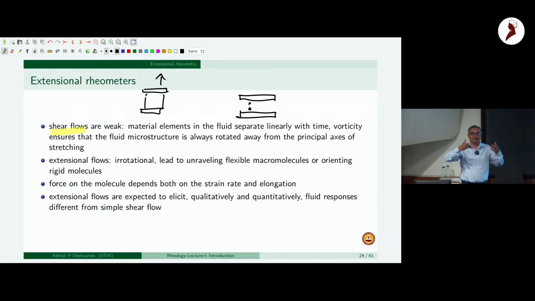So there is a very qualitative difference in how the microscopic entities subjected to this kind of flow react to this kind of deformation. That's why extensional flows are somewhat stronger, so to speak, because they produce a lot more relative displacement between material particles. And so the unraveling of macromolecules or the orienting of rigid rod-like systems has far more effect in extensional flow.